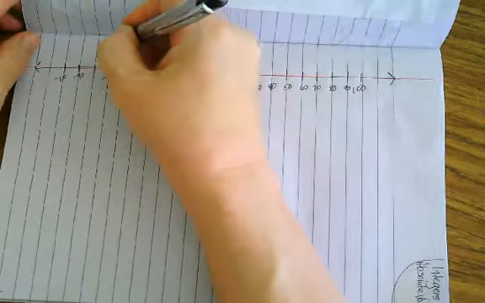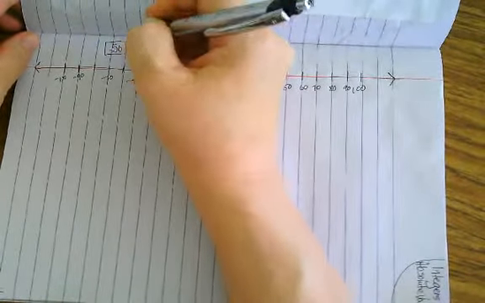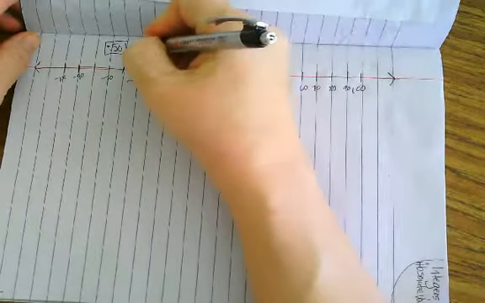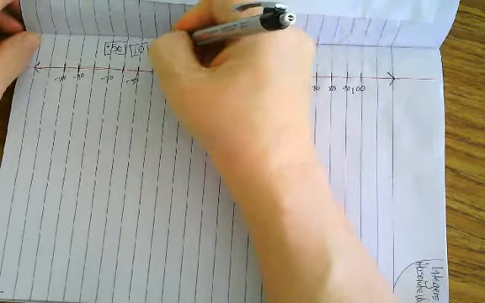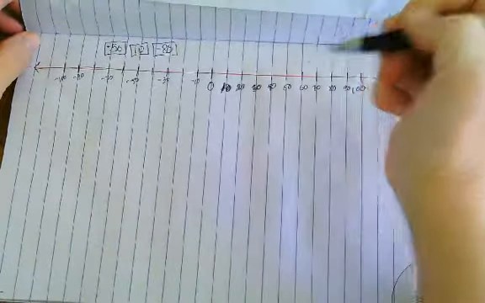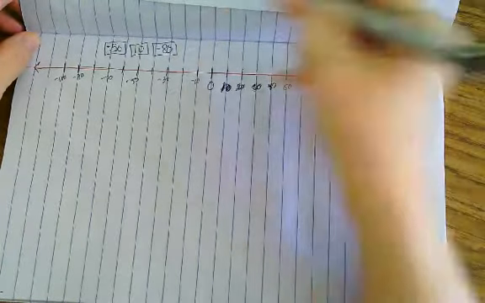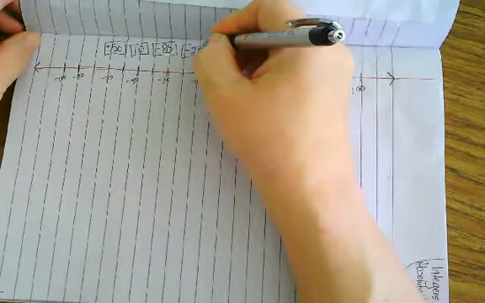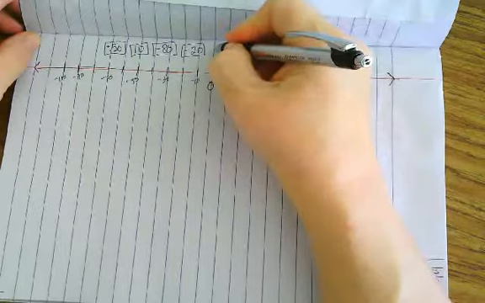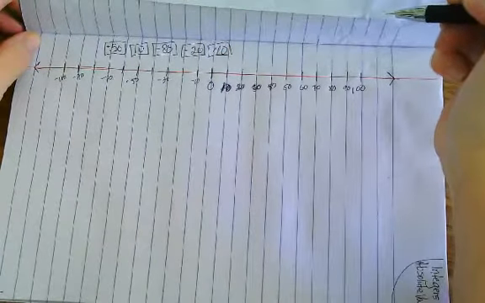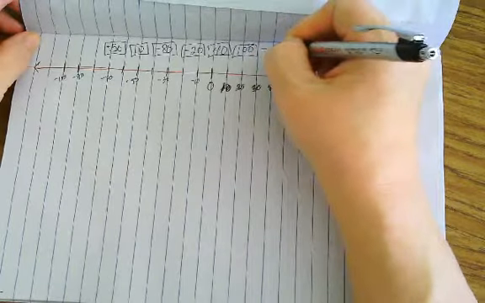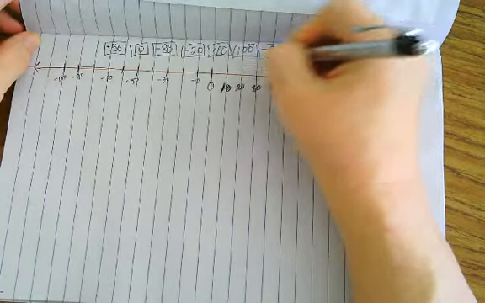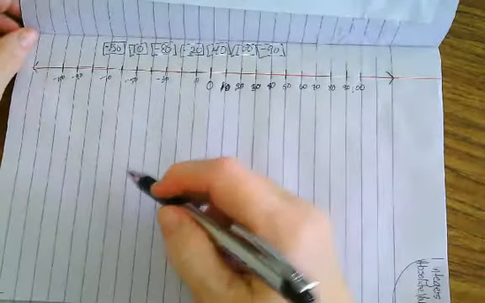The numbers that I want you to plot onto your number line are as follows. 50, negative 50, and a positive 10, negative 80, negative 20, 40, 100, negative 90. So let's put these on here, shall we?